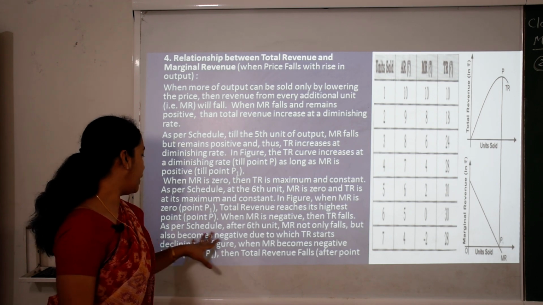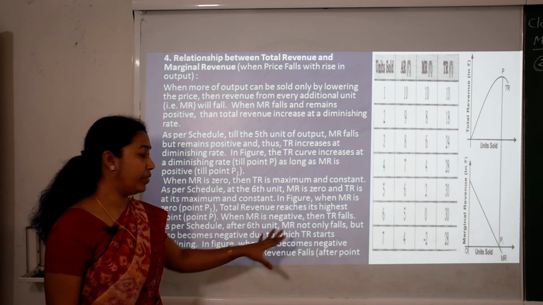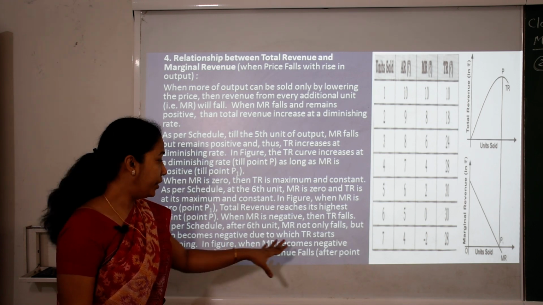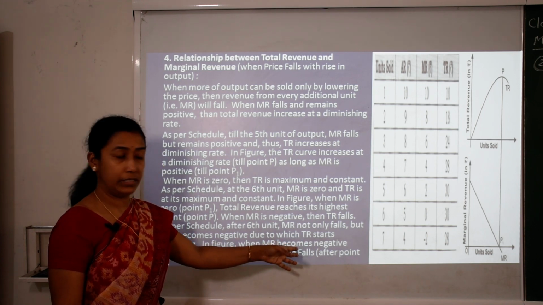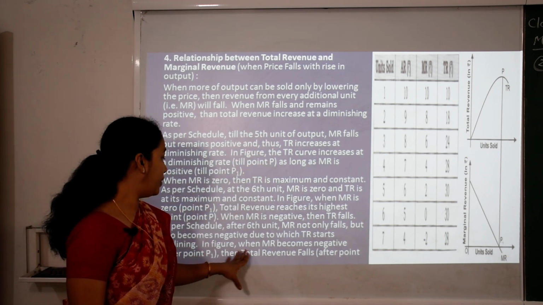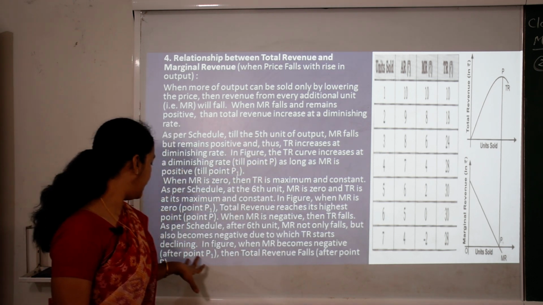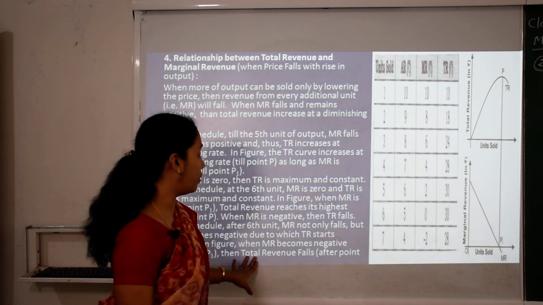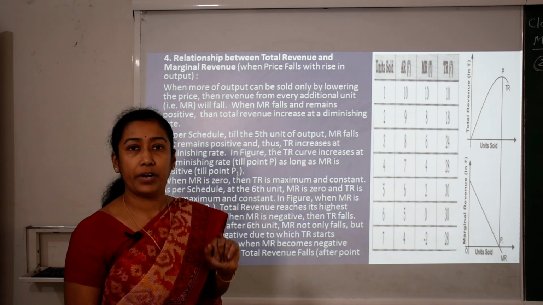So we can say as per the schedule, after the 6th unit marginal revenue not only falls but also becomes negative, due to which total revenue starts declining after point P. In the figure, when marginal revenue becomes negative after point P1, then total revenue also falls after point P.